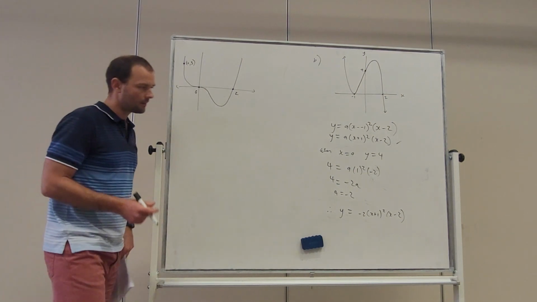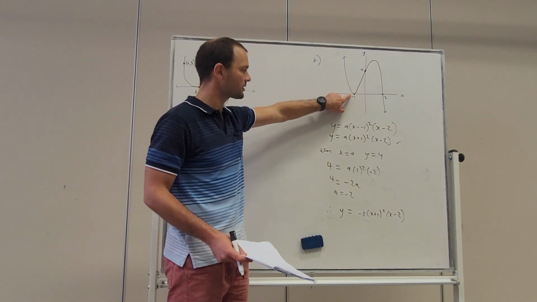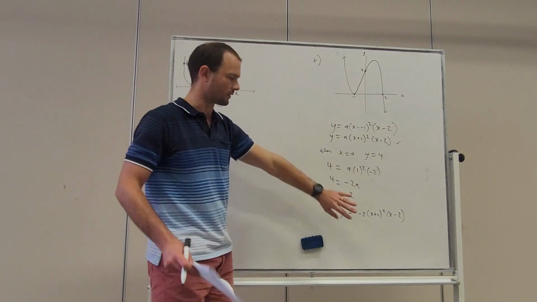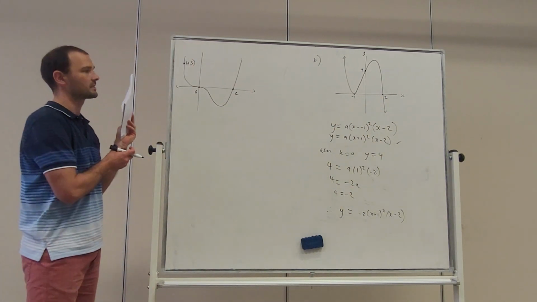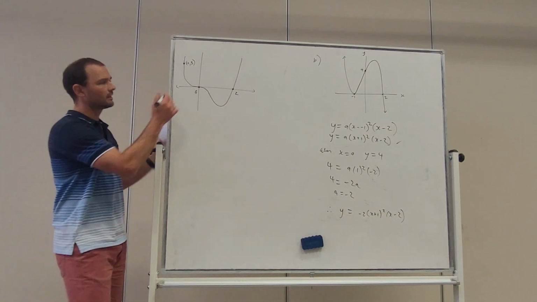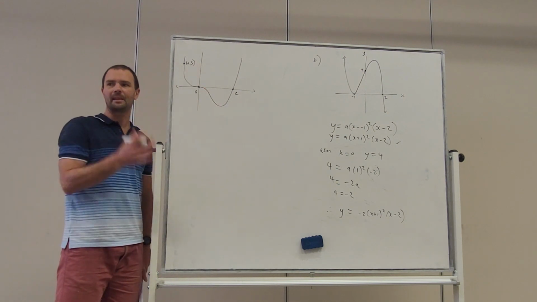So hopefully that's okay. Just a quick recap, touches, so it's squared, cuts, so it's a single, and then processing through for A like with the quadratics. Let's move on to the next one. We've got a, what's going on here? It cuts the x-axis, but it's a flat cut.